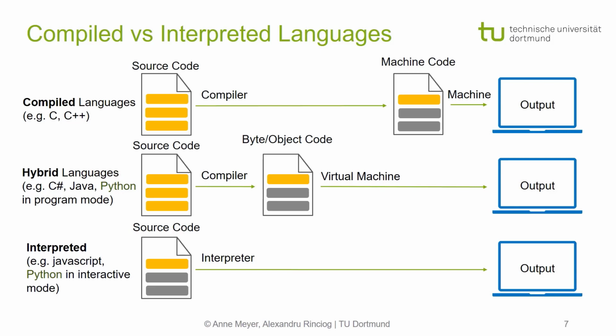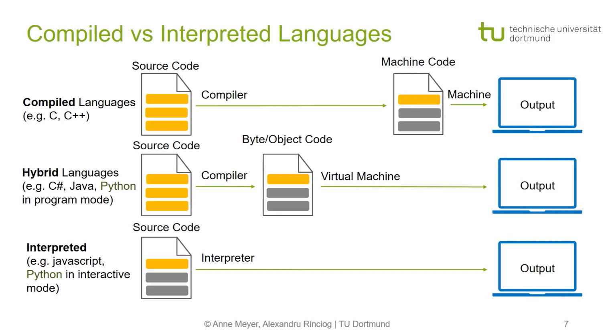Then you have hybrid languages such as C#, Java, or Python. Python in one of the modes at least. Here you take the source code, the input. This gets translated by a compiler into an intermediary level, also called object code in Python and bytecode in Java. And this code is run on a virtual machine, which again translates from this intermediary level into the actual machine level and the actual machine language, and then presents you with the output.